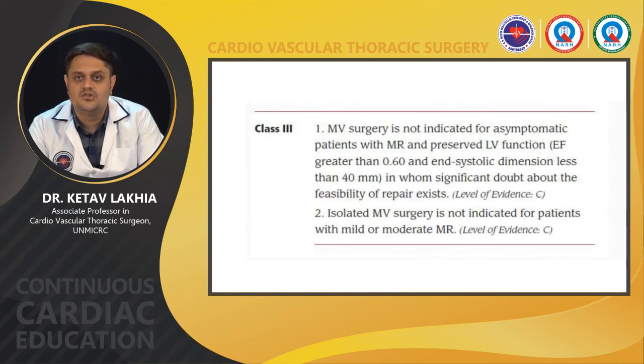So, MV surgery is not indicated for asymptomatic patients with mitral regurgitation and preserved LV function, that is EF more than 60% and end systolic dimension less than 40 mm, in whom there is significant doubt about the feasibility of the repair. And second, isolated MV surgery is not indicated for patients with mild or moderate MR. So, in these two cases, the surgeon or clinician should wait before intervening, and as per the criteria, the patient should undergo either repair or surgery as and when required.